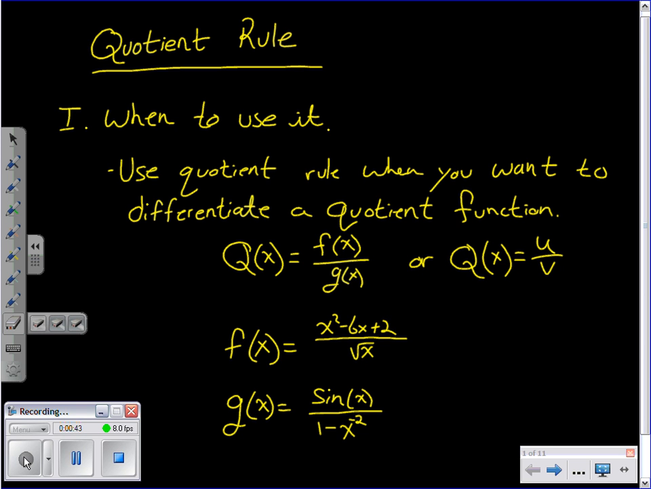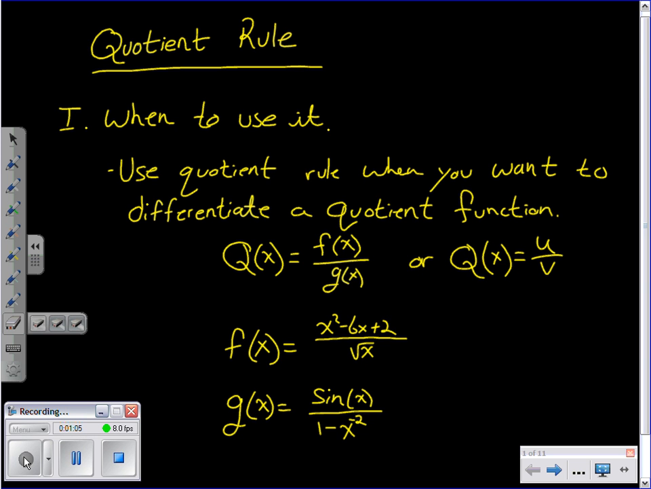Some cases listed below is maybe we have a function that looks like f of x equals x squared minus 6x plus 2. What you have is a polynomial divided by the radical function square root of x. G of x is sine x divided by 1 minus x to the negative second power. So clearly what you have is a trig function divided by some other kind of weird looking function.